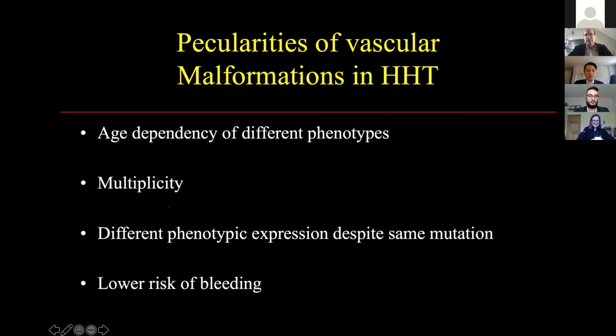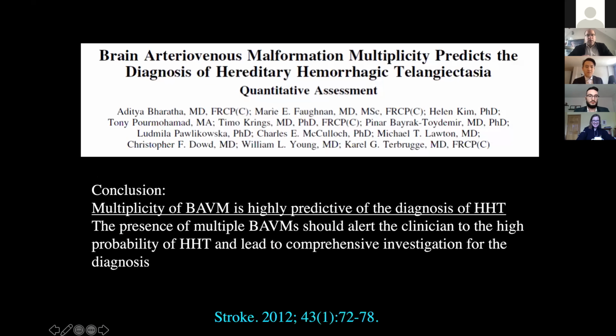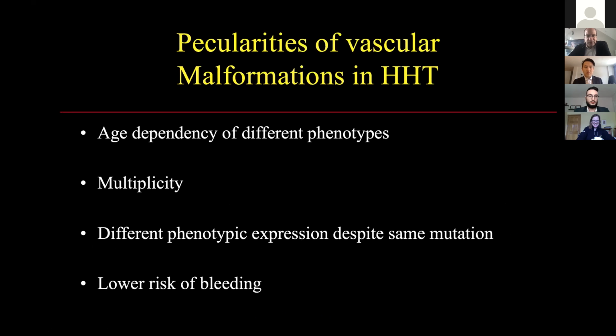The second interesting point for arteriovenous malformations is the multiplicity. We have here identified that the likelihood of having HHT and having multiple brain AVMs is quite high. Multiplicity in brain AVMs in the sporadic group here is very rare, i.e., less than 1%. So we believe that if you have multiple brain AVMs, it's highly predictive of the diagnosis of HHT.